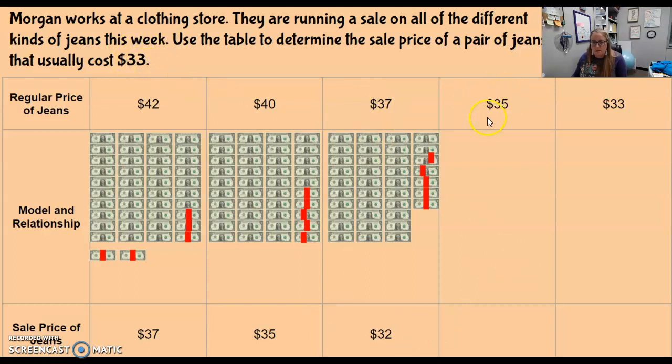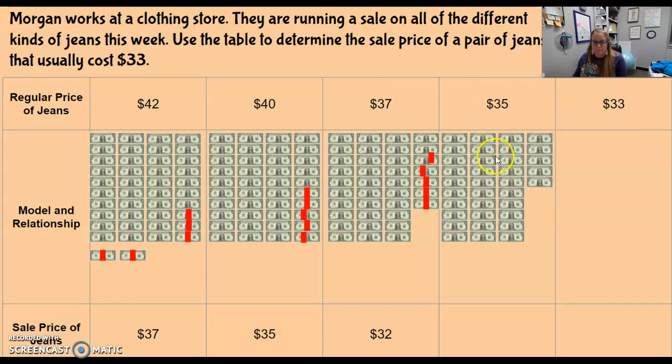So the next one I have is 35. So the first thing I'm going to do is I'm going to show my model. Here's my $35. Let's make sure I did it right. 10, 20, 30, 31, 32, 33, 34, 35. And I have to figure out the sales price.